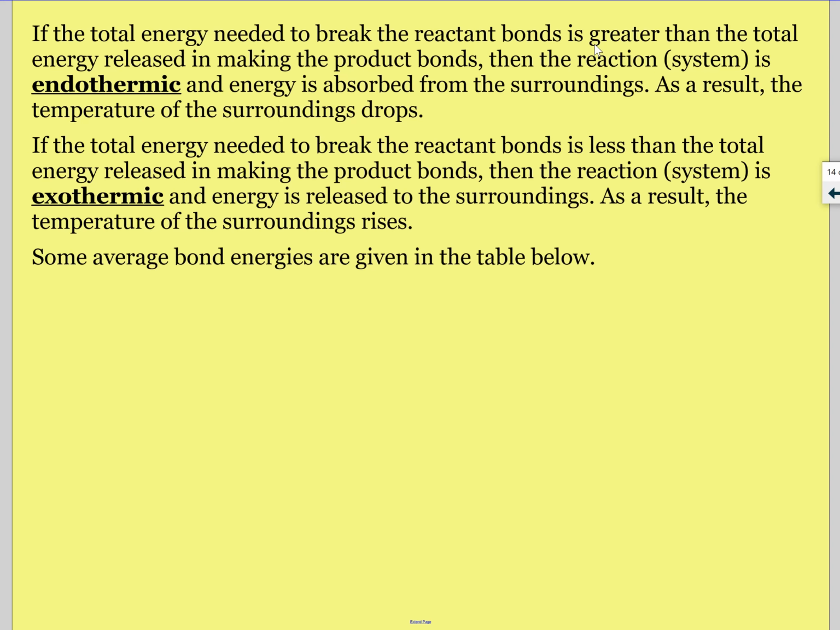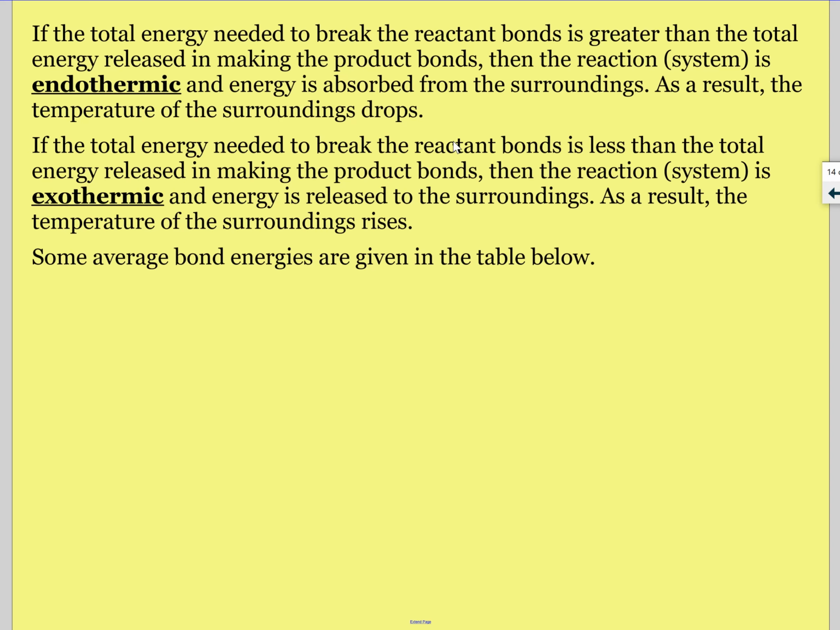In an exothermic reaction, the total energy needed to break the bonds in the reactants is less than the total energy released by making the product bonds, and the system is exothermic. So we've got energy out because of those new bonds being formed. As a result, the temperature of the surroundings rises.